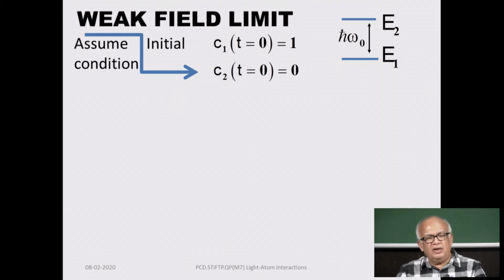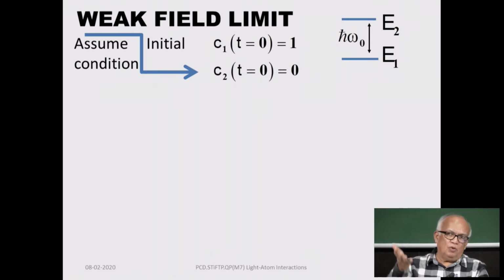the strong field limit. In the weak field limit, if you have the atom originally in the state 1, which is the lower state E1, and the field being weak, you will not have too many atoms which go to the excited state. So you can consider initial states to be C1 at t equal to 0 to be equal to 1, and C2 to be equal to 0. So that's a good approximation for the weak field.